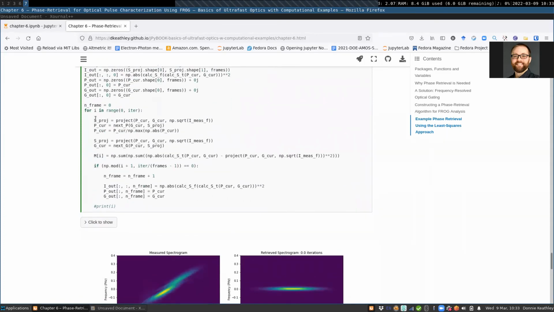What we do is we project, then we calculate the next value of P based on the current value of G and that projected spectrogram. We do this step just to make sure that the intensity doesn't run out of control. There are some degenerate things to be careful about.